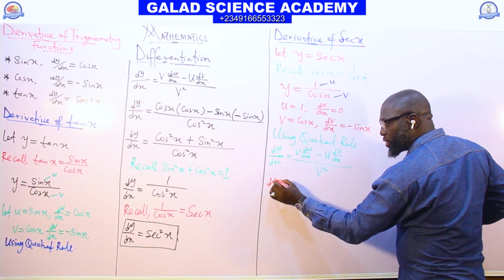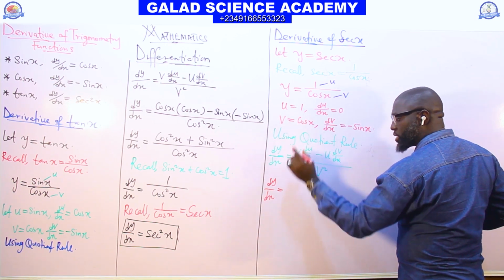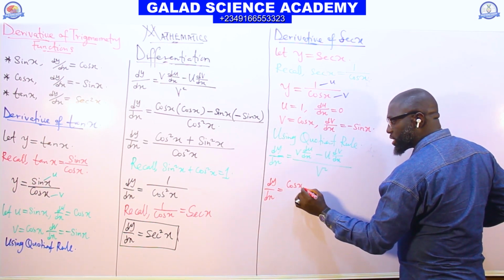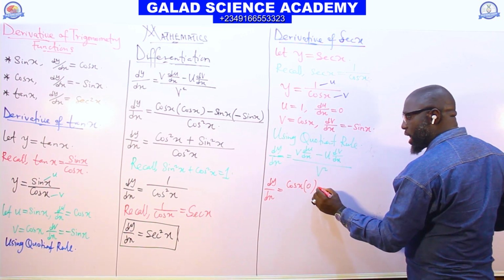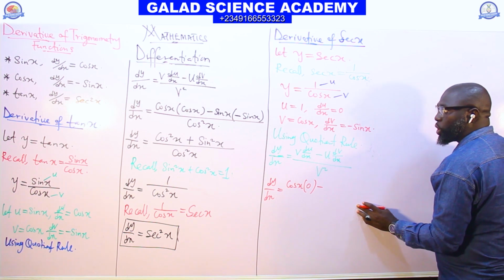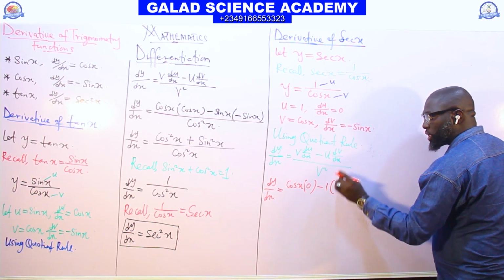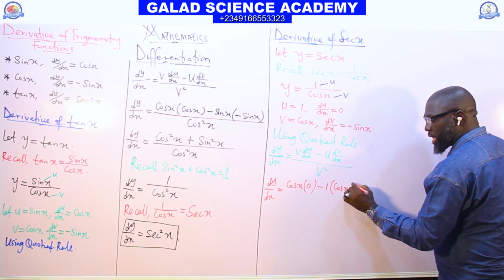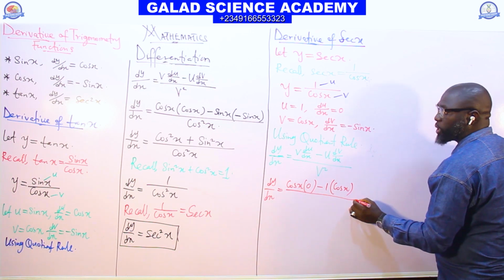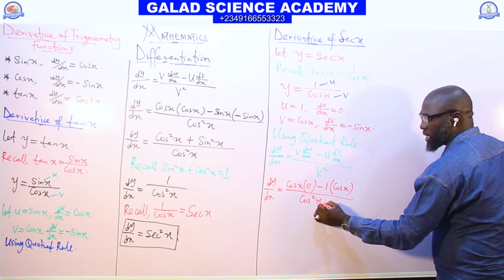So we have dy/dx. What is my v? v is cos x. What is du/dx? du/dx is 0. And minus u. What is u? u is 1. What is dv/dx? dv/dx is cos x. Everything over what? What is v squared? v squared is cos squared x.